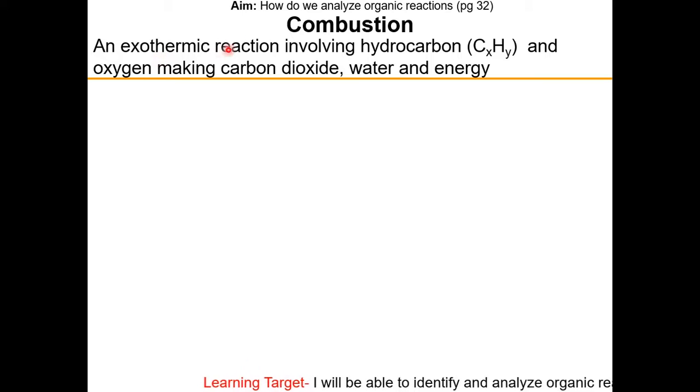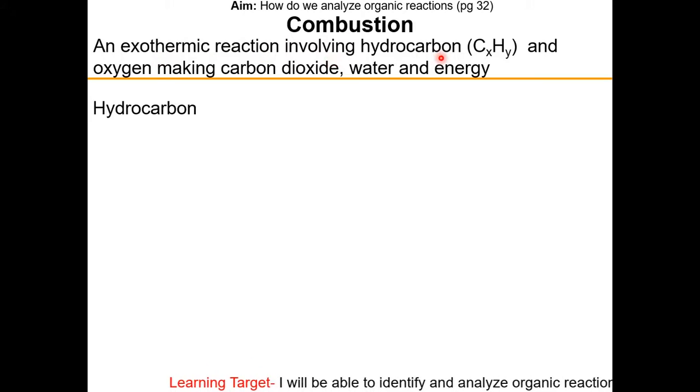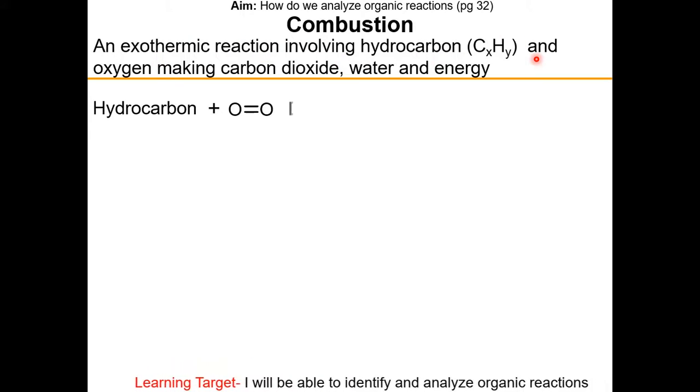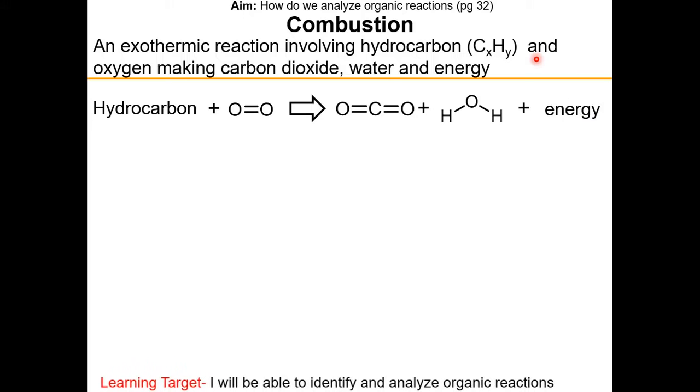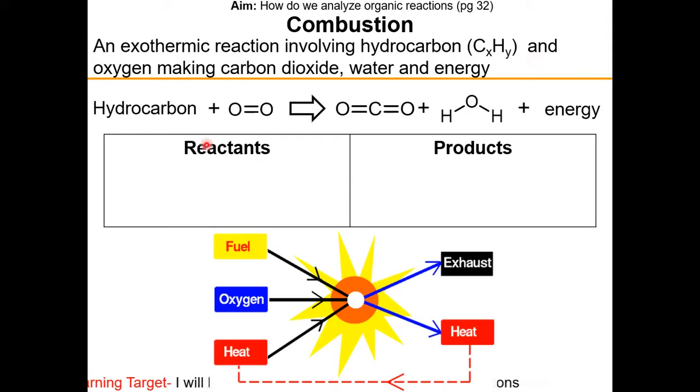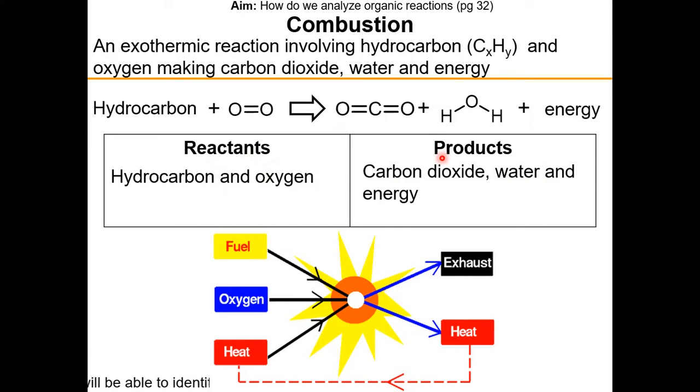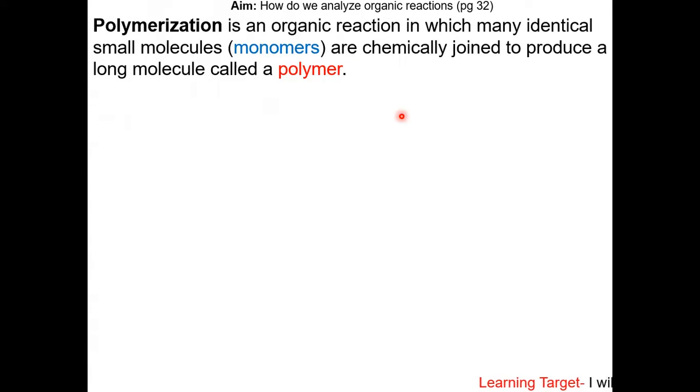Combustion is an exothermic reaction involving a hydrocarbon and oxygen. This makes carbon dioxide, water, and energy. In summary, the reactants for a combustion reaction are a hydrocarbon and oxygen, and the products are carbon dioxide, water, and energy. The last organic reaction that we're going to cover is polymerization.